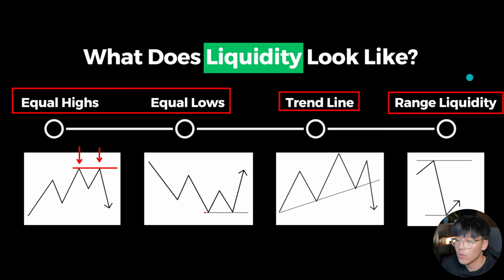Same thing with equal lows. As you can see right here, we have equal lows. A lot of times what will happen is price will usually gravitate back down towards those key levels, because we have liquidity resting below those equal lows.